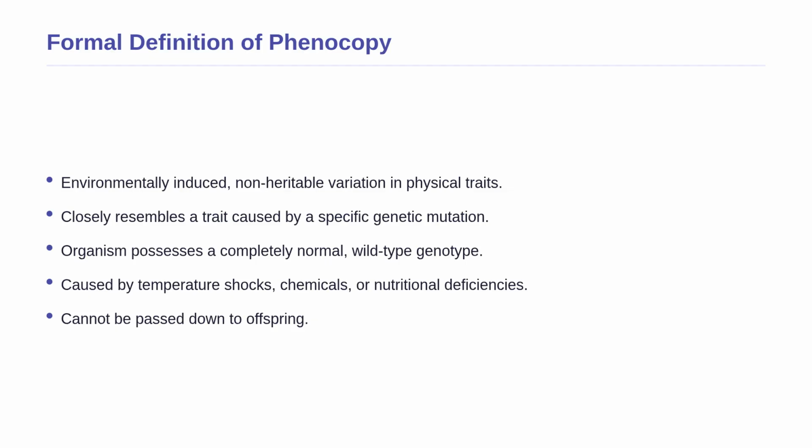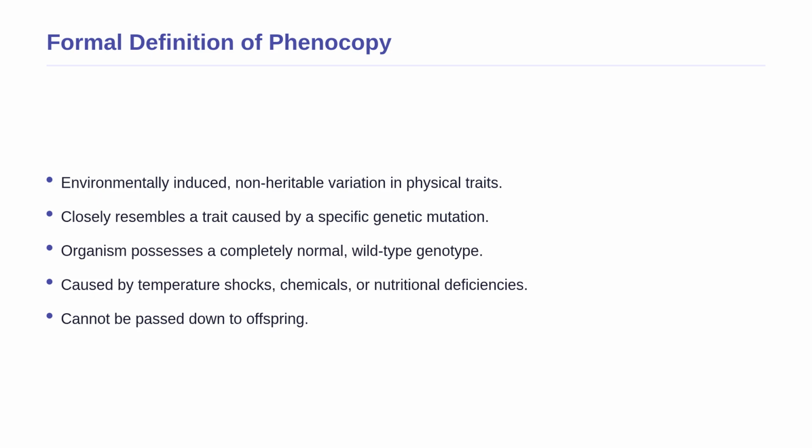Now that we understand the basic idea, let us look at the formal scientific definition. A phenocopy is defined as an environmentally induced, non-heritable variation in an organism's physical traits that closely resembles a trait known to be caused by a specific genetic mutation. The crucial point here is that the organism exhibiting the phenocopy possesses a completely normal, wild-type genotype for that specific trait. Its DNA is perfectly healthy.